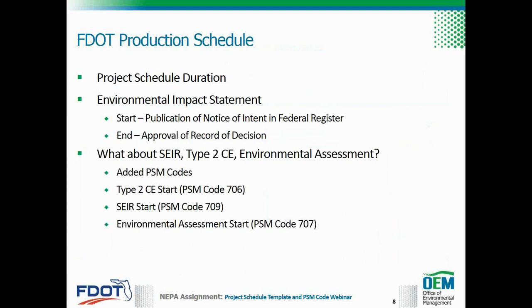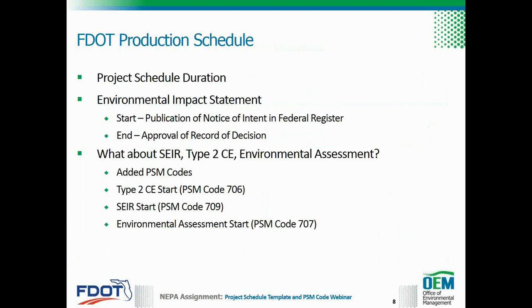An environmental impact statement, or an EIS, begins when the notice of intent to prepare an EIS is published in the Federal Register and ends when the record of decision is signed by the lead agency. So here we have a very well-defined starting and ending point. But what is the starting point for a Type 2 categorical exclusion, SEER, or an environmental assessment? Many project managers use notice to proceed in their schedule as the starting point.